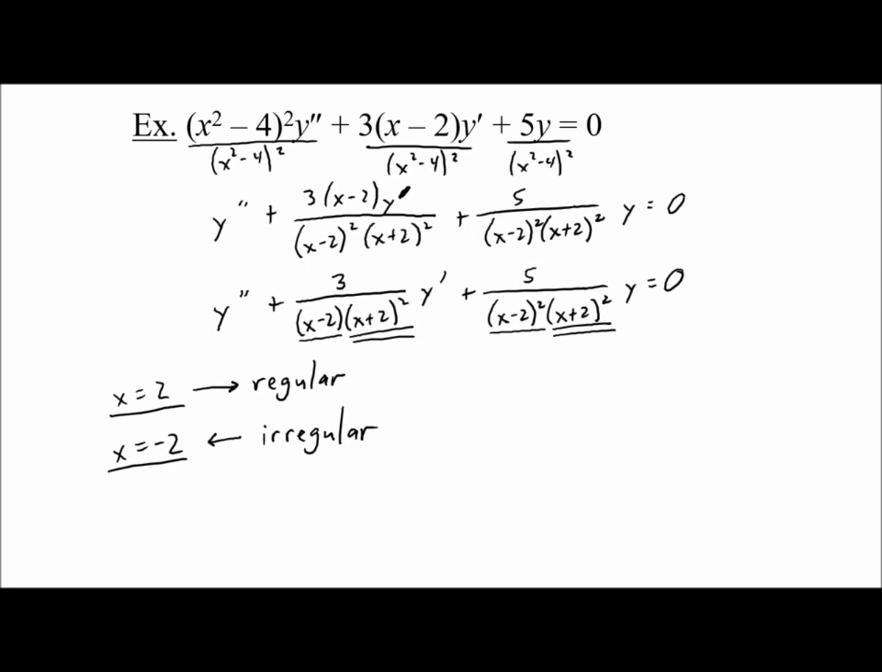And by the way, in this example, our singular points were 2 and negative 2. Again, for this class, we're pretty much just going to always center at 0. So the question is simply, is 0 a regular singular point?